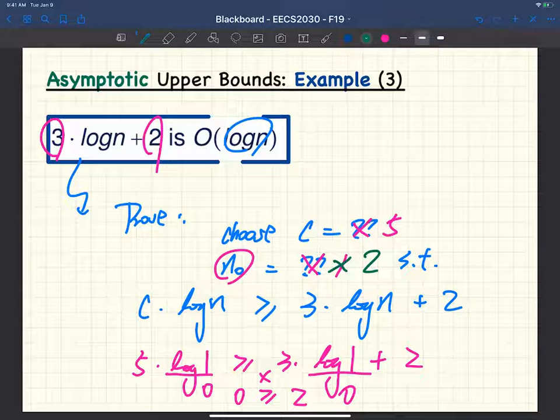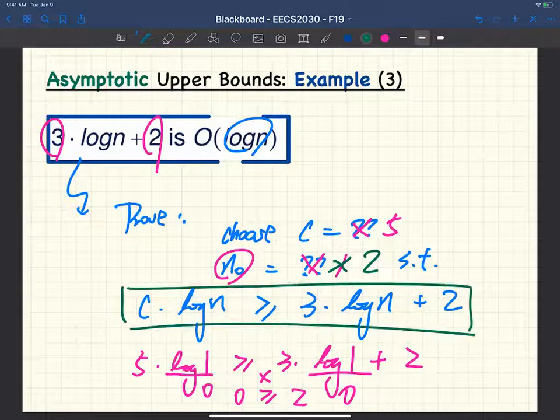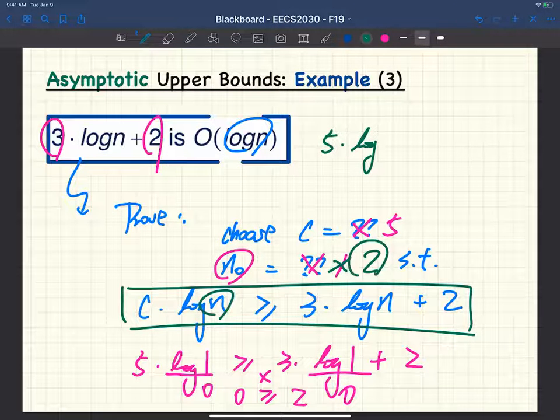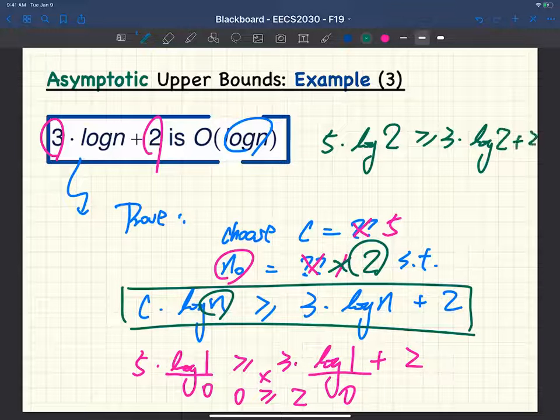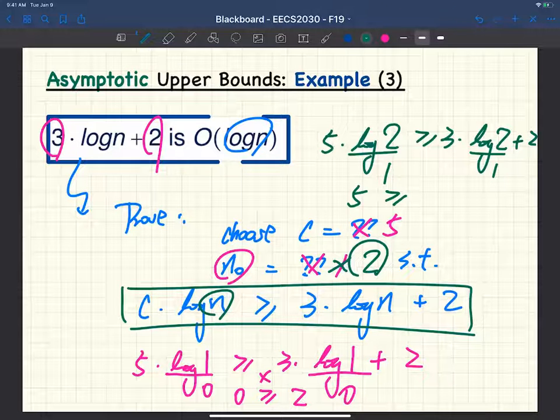Let's see over here. Again, I'm going to apply this general form. Let's do it together. So now, C will still be 5. 5 multiplied by log, and now N will be 2. Base 2, by the way. Larger than or equal to 3 multiplied by log 2 plus 2. Since we're lucky this time, we're getting there. So now, log 2 will be 1. Is 5 larger than or equal to 3 plus 2? Yes. Now we are fine.